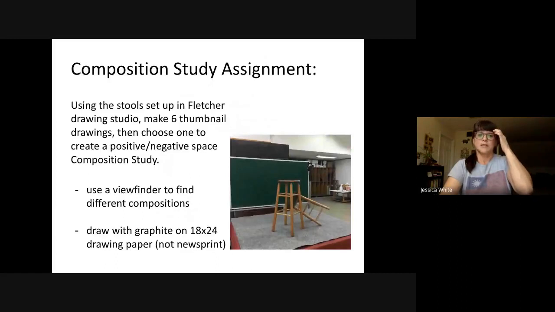Now, for your composition study assignment, what I would like for you to do is to use the stools that I've set up in Fletcher Drawing Studio. I want you to make 6 thumbnail drawings, then choose one of them to create a positive negative space composition study. I want you to use a viewfinder to find the different compositions, and I'd like for you to make this drawing with graphite on large 18 by 24 drawing paper, not on newsprint.